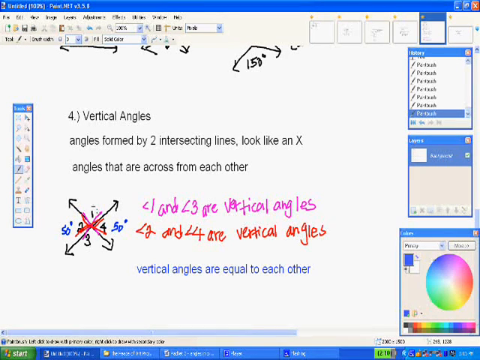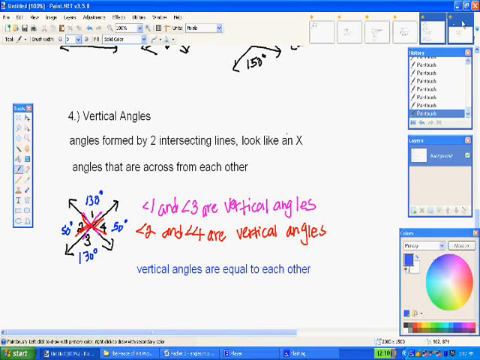Or if angle 1, since angle 1 and angle 4 are linear pairs, angle 1 has to be equal to 130 because together angle 1 and angle 4 make 180. And since that's 130, and we know that angle 1 and angle 3 are vertical angles, then angle 3 must be 130 as well because vertical angles are equal to each other.